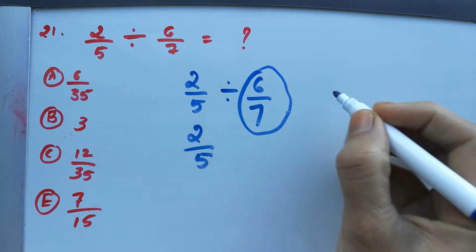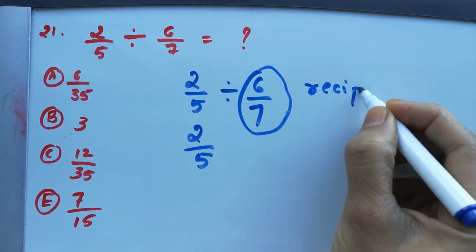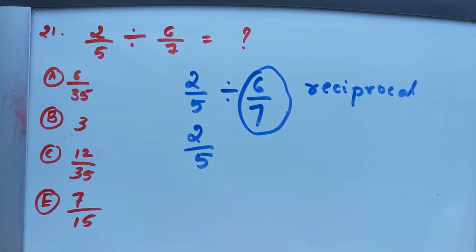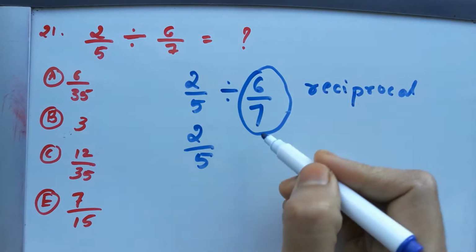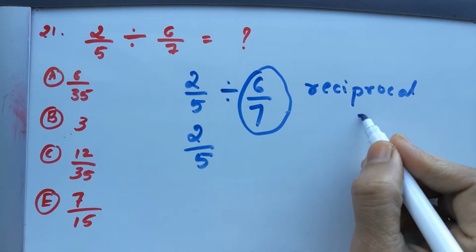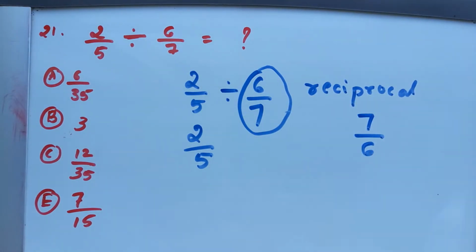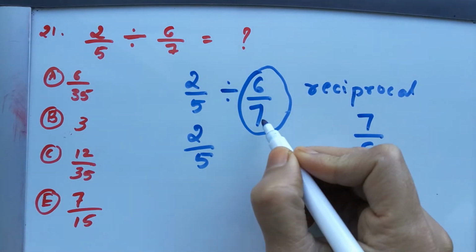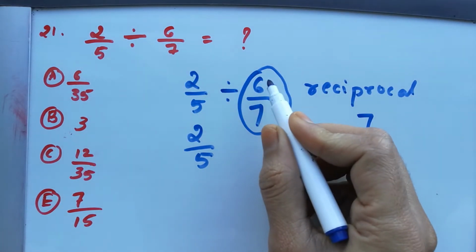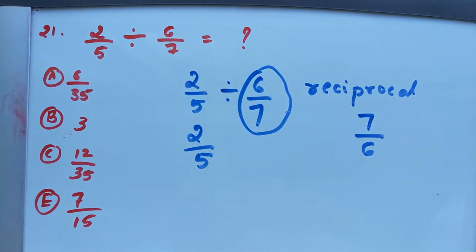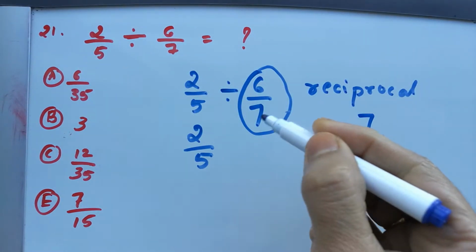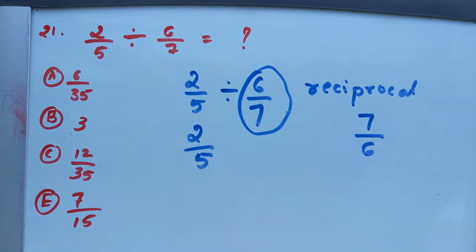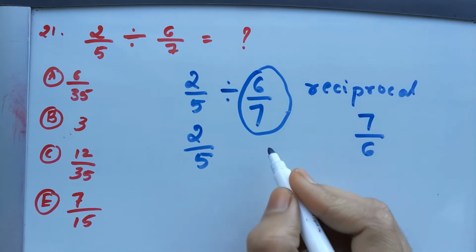What is the reciprocal? What is the reciprocal of 6 divided by 7? It's nothing but 7 divided by 6. Denominator goes to numerator, numerator comes to denominator. Just you have to change the order. Reciprocal is 7 by 6. So take the reciprocal.